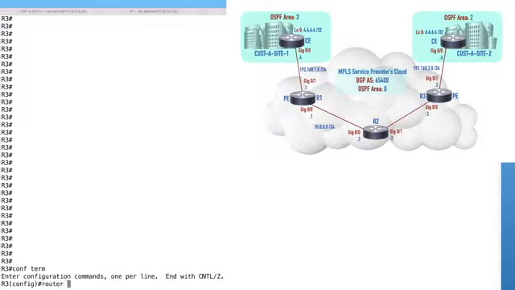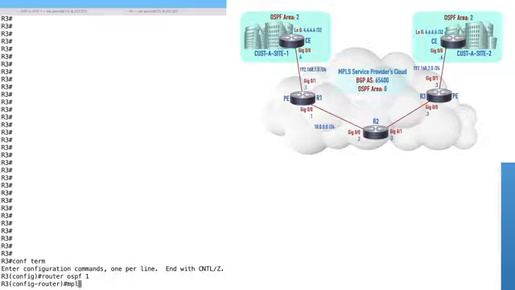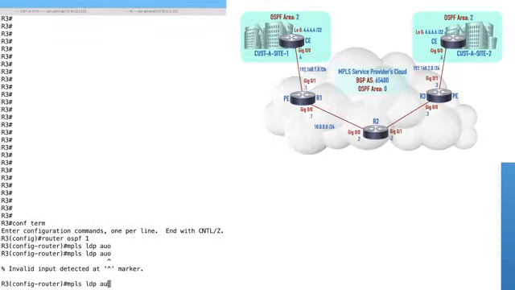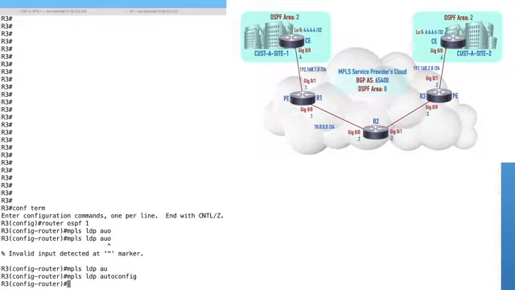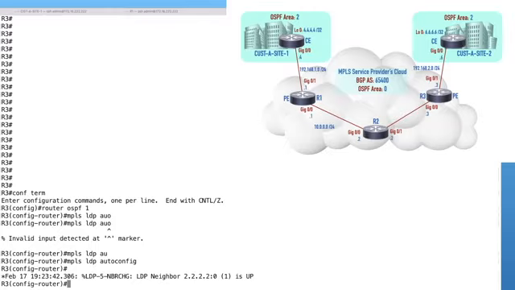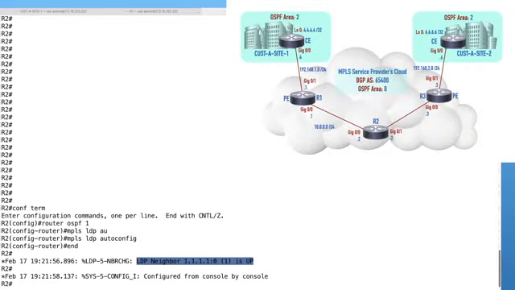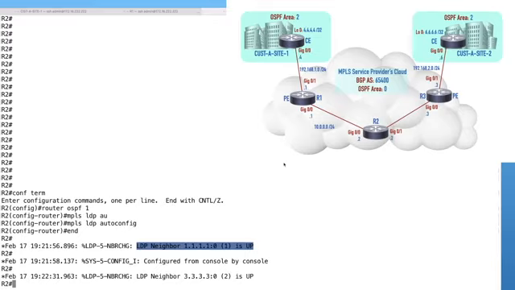Again, I'll go into router configuration mode for OSPF process ID 1. And once again, we'll say MPLS label distribution protocol autoconfig. And we'll give it a second. It should form a neighborship as well. And it does. Let me bounce back over to R2 really quick, because it has neighbors on both sides. For your notes, here's a command we can use to see what interfaces are participating in MPLS and what neighbors we have.